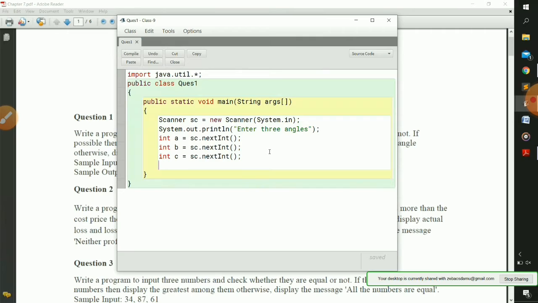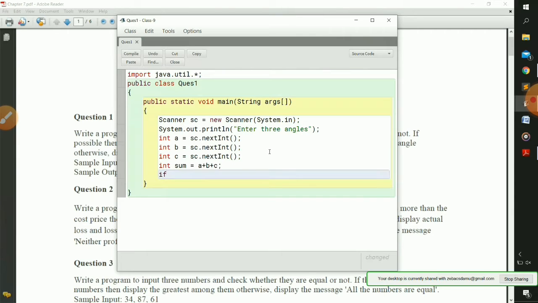Fine, all the three angles we have received as our input. Now firstly we need to find out the sum, so that is why we are taking int sum equal to a plus b plus c. Fine. Now we need to check whether our sum is 180 or it is not 180.